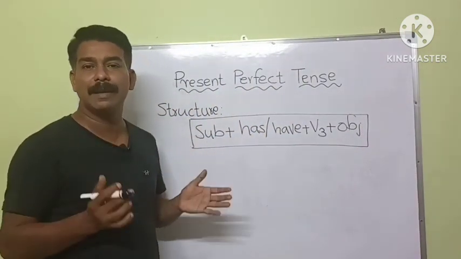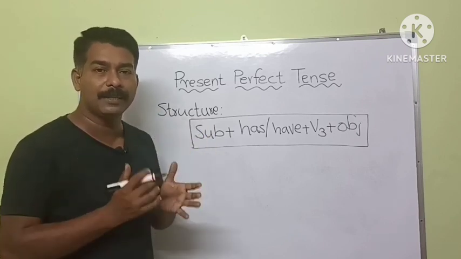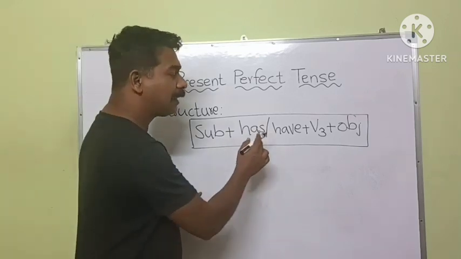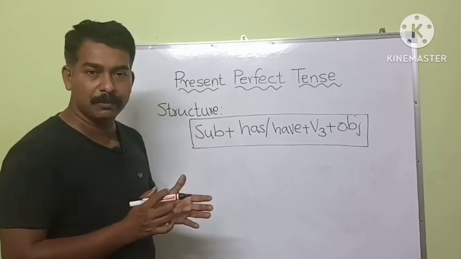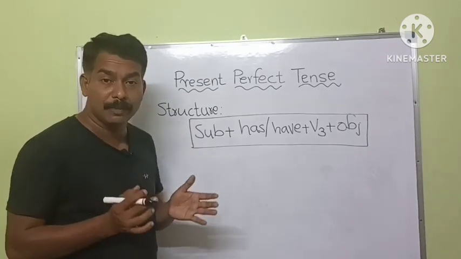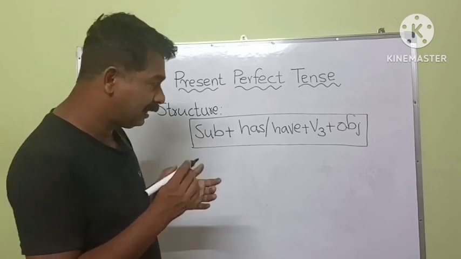As usual, the subject which occurs at the beginning of the sentence indicates the doer of the action. Has and have are auxiliary verbs. We must select them in accordance with the subject. The auxiliary verb has must be used with the third person singular subjects.